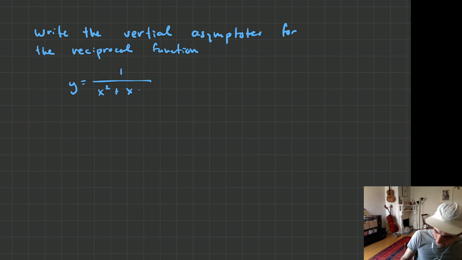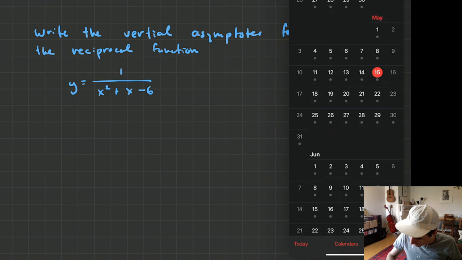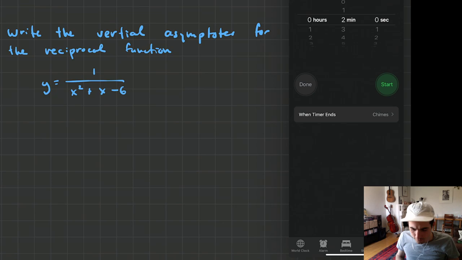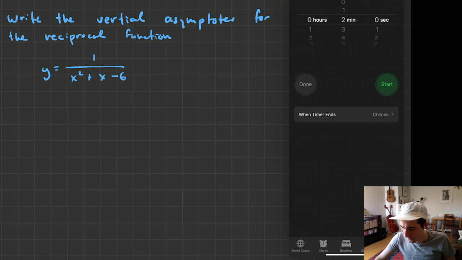Okay, I don't want my calendar, I want timer. Okay, so tell me the vertical asymptotes for the reciprocal of this function. I'm going to give you 1 minute 30 seconds. So I'll give you 90 seconds starting now. Let's give that one a shot.